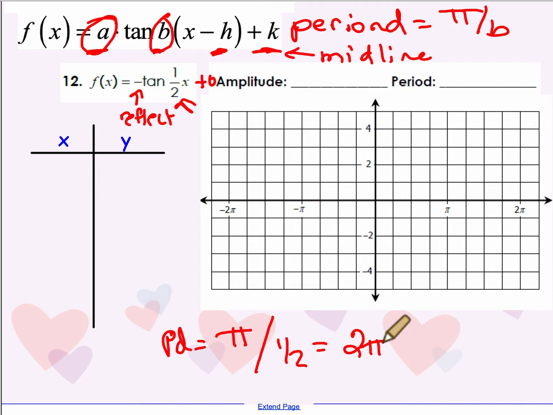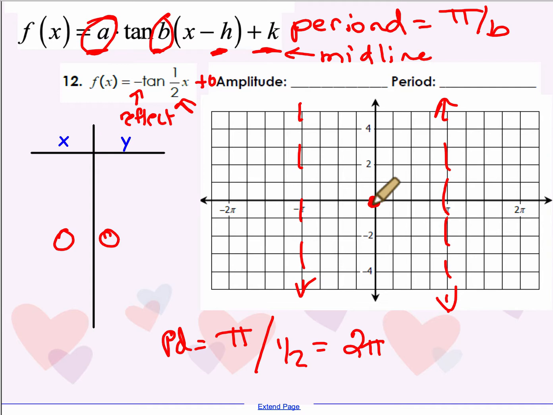And because there's no shifts left or right, what that tells me is that my asymptotes are going to be right here at negative pi and pi. So if I go ahead and put in a 0, 1/2 times 0 is 0. The opposite of the tangent of 0 is still going to give me exactly 0.